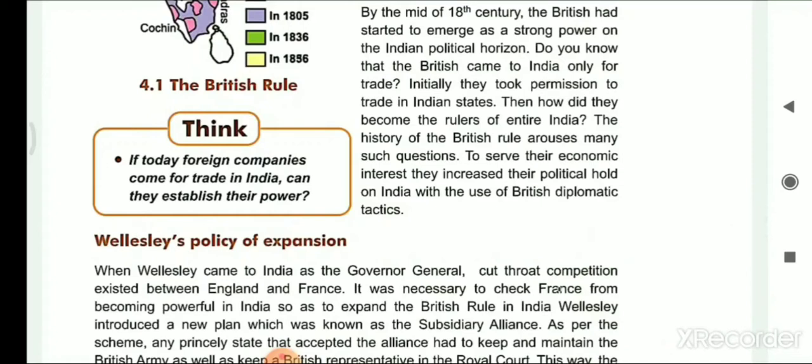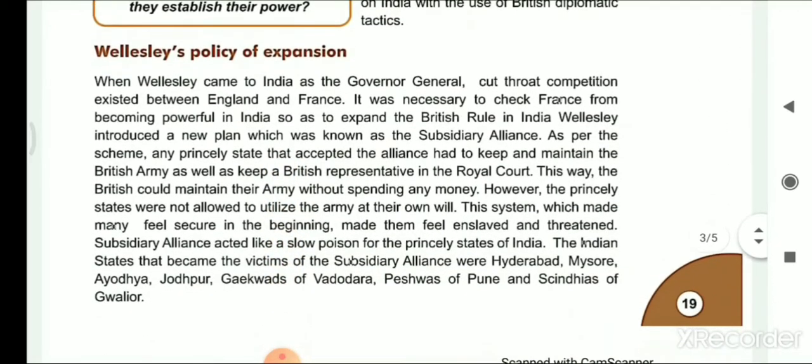To serve their economic interest, they increased their political hold on India with the use of British diplomatic tactics. That means that in order to rule the entire nation, first of all, they studied each and every pattern which the Indian rulers used to follow, and later, with their various policies, they started expanding their rule in India. Let's see the very first policy, that is Wellesley's policy of expansion.